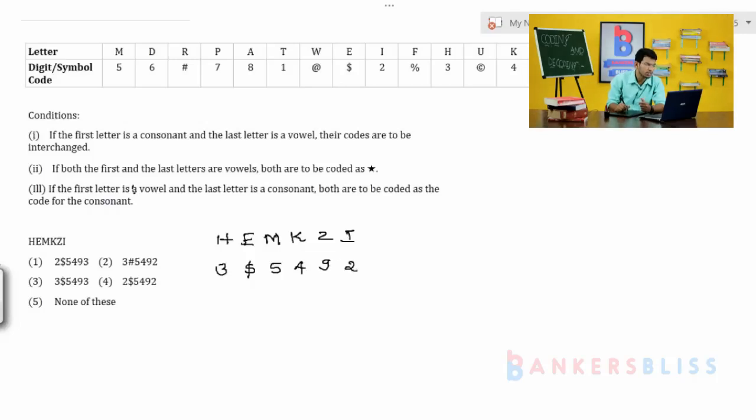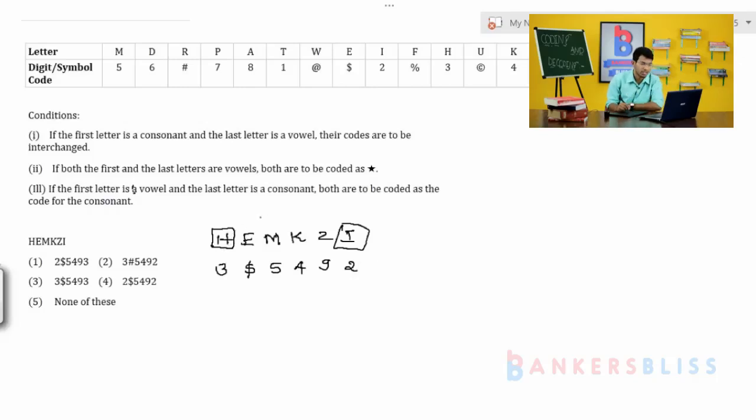Then read the condition. Again, the first letter is a consonant and the last letter is a vowel, so condition 1 is followed. The second and third conditions cannot be followed, because H is not to be considered a vowel. So the second one also cannot be followed. Look at the third: if the first letter is a vowel, but the first letter is H, which is a consonant. So the second and third conditions cannot be followed.